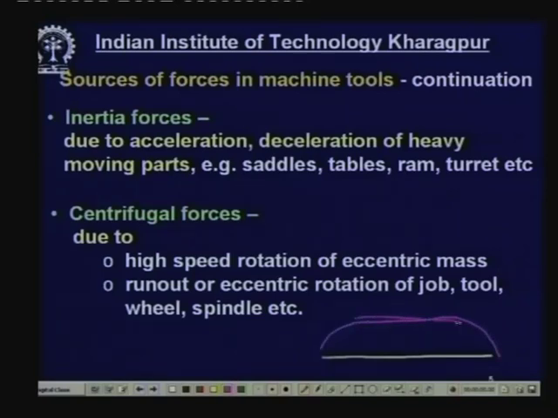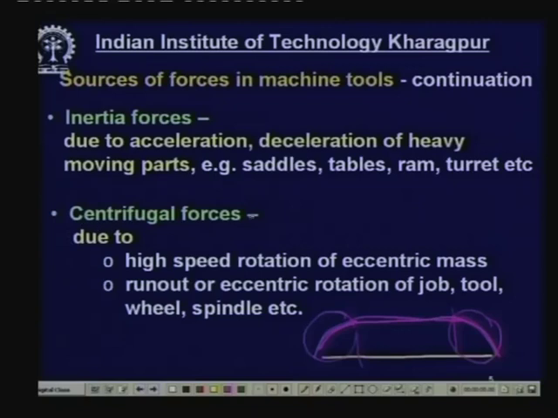So, they are more or less constant at the middle part, but at the ends either there will be acceleration or retardation. Because of this retardation and acceleration multiplied by the mass which is traveling, there will be a lot of inertia force, that may be also large and has to be taken into account. Due to acceleration, deceleration of heavy moving parts, for example, saddles, tables of planing machine, grinding machine, milling machine, ram of shaping machine, turret slide in turret lathe and so on.